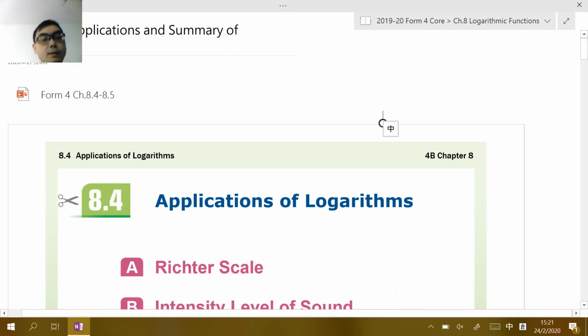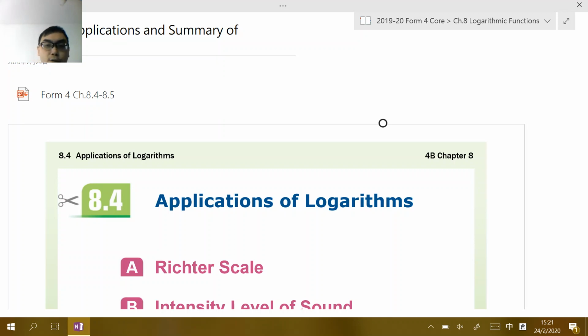Hello everybody, before the online tutorial lesson on Wednesday, I would like to use this clip to summarize Chapter 8, the Logarithms. So today I would like to bring to you also Chapter 8.4 and 8.5, although those 8.4 and 8.5 are optional. It means that you will not see them in the DSE paper, but it is a little bit interesting for you to learn more about logarithms.